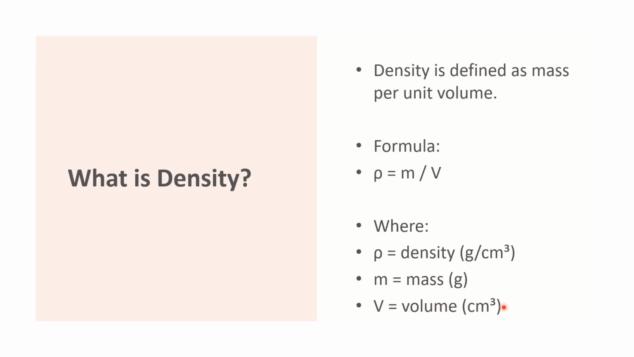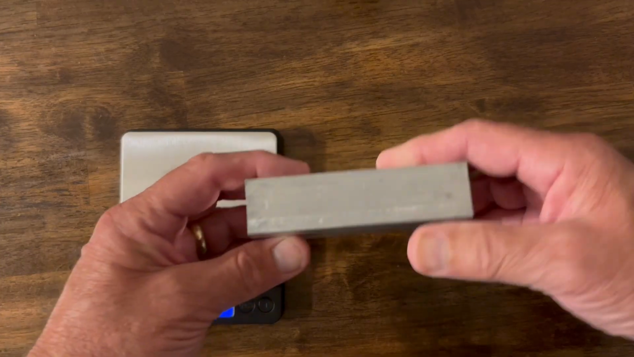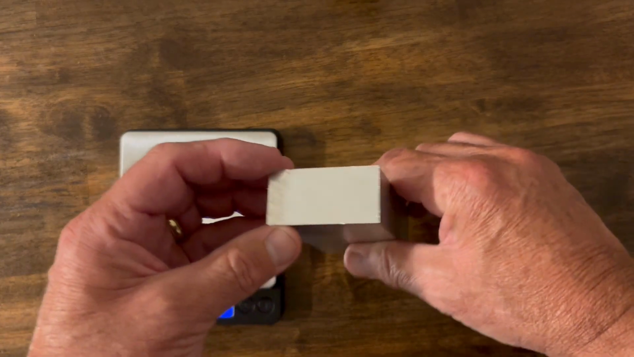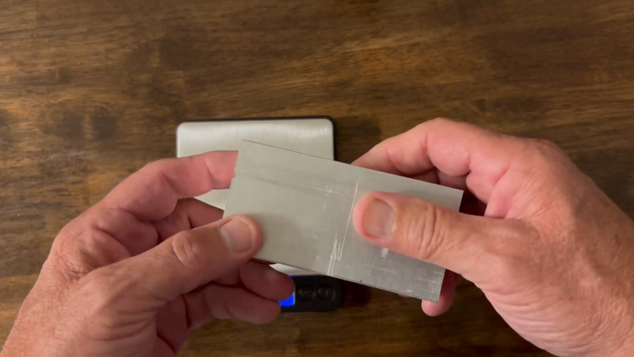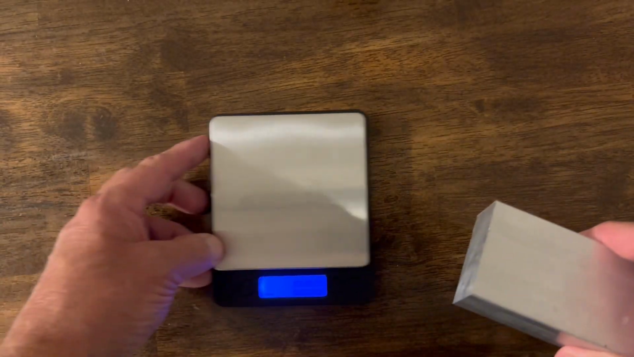Next, I'm going to show you a video where I took the measurements of the dimensions of the aluminum bar and the mass. First, I want to take the measurements of this aluminum block, and it's approximately 25 millimeters by 50 millimeters by 100 millimeters. That's what I bought it as, so I think that's fairly close.